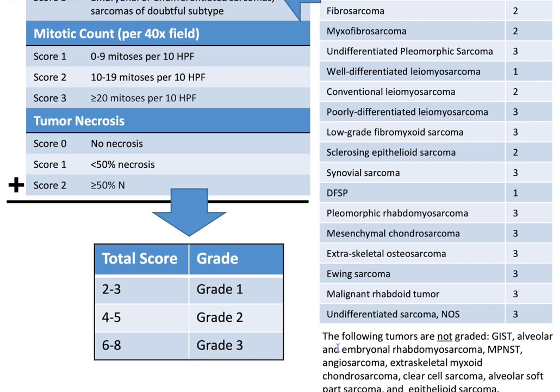It's important to note some tumors are not graded, like your GIST, alveolar and embryonal rhabdomyosarcoma, MPNST, angiosarcoma, extraskeletal myxoid chondrosarcoma, clear cell sarcoma, ASPS, and epithelioid sarcoma.